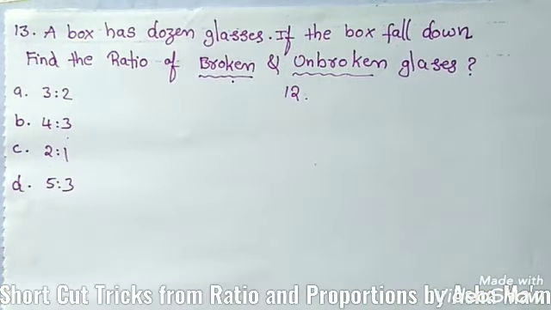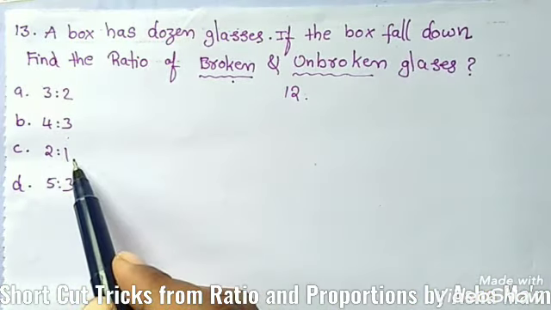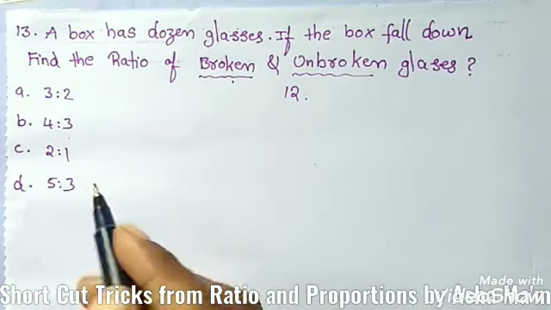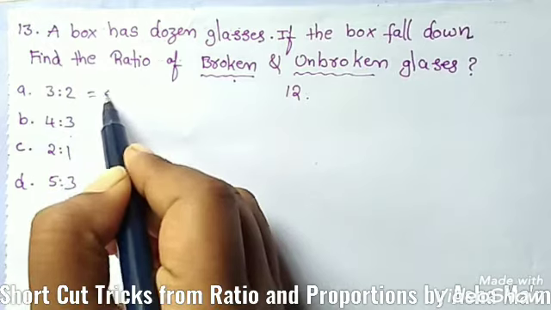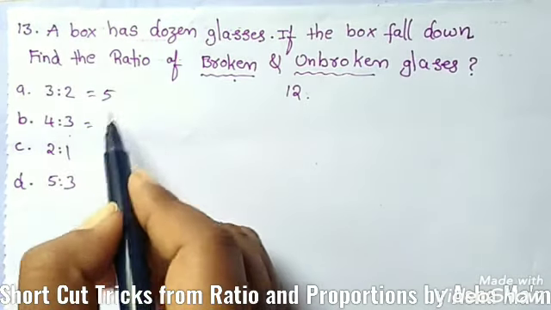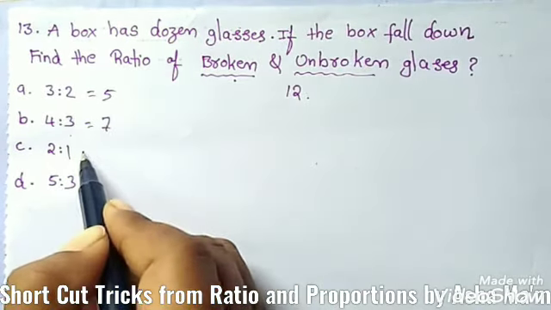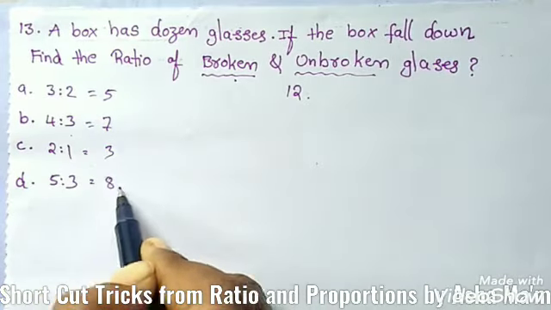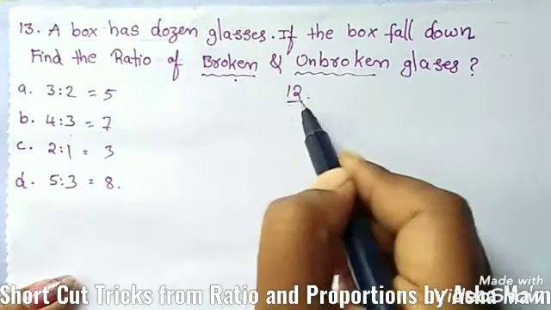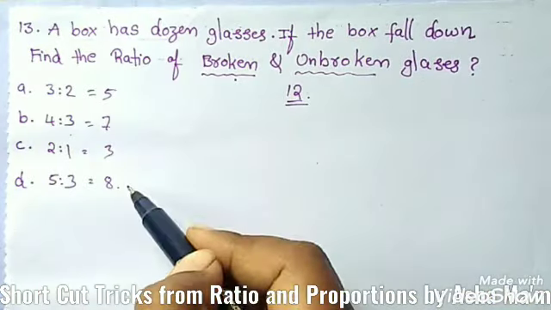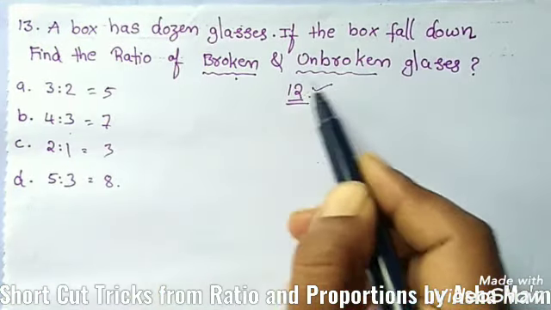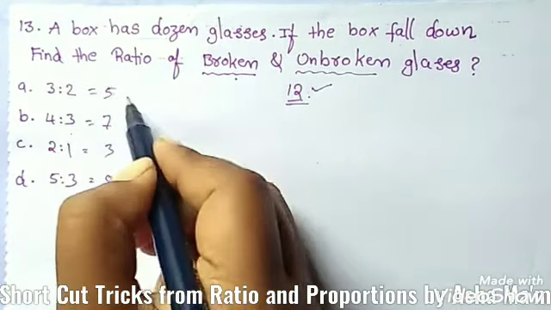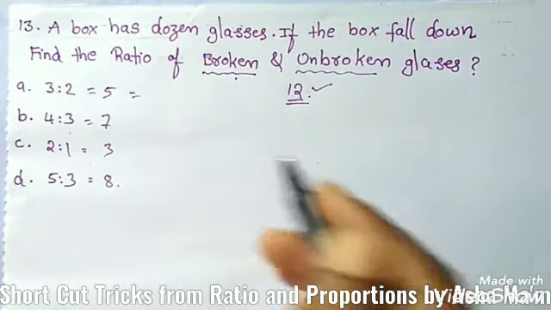So the ratios they have given are 3 is to 2, 4 is to 3, 2 is to 1, 5 is to 3. Now 3 is to 2 means 3 plus 2, that is 5. 4 is to 3 means 4 plus 3, 7. This is 3 and this is 8. Here is the number 12. We can see that this 12 should be divisible by the correct number exactly. That is the only correct answer.